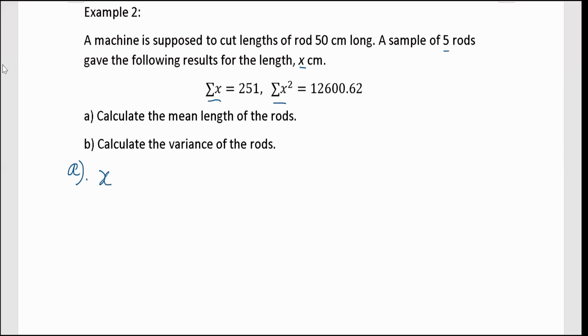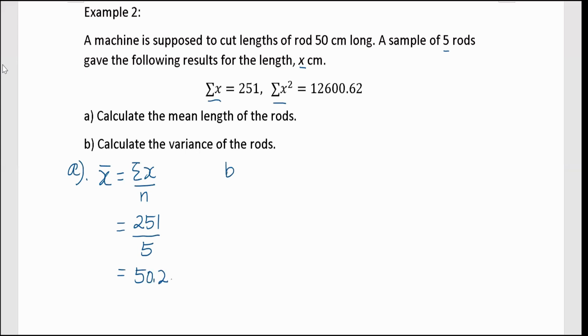To calculate the mean, use small letter x bar to represent the mean, and the formula is sigma x divided by n. The value given is 251, and there is a sample of 5 rods, so divided by 5. We calculate and get 50.2.